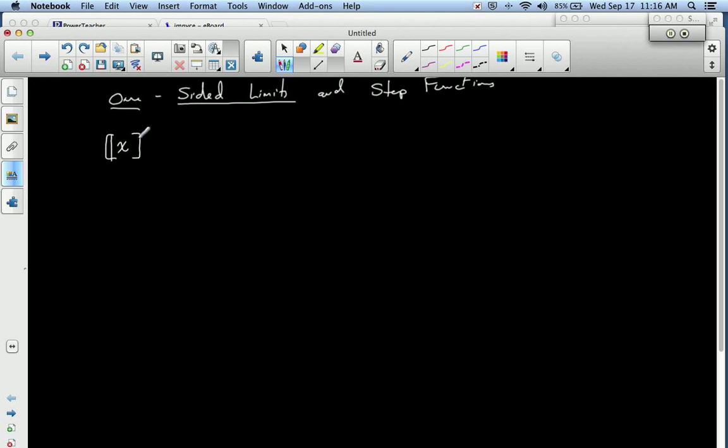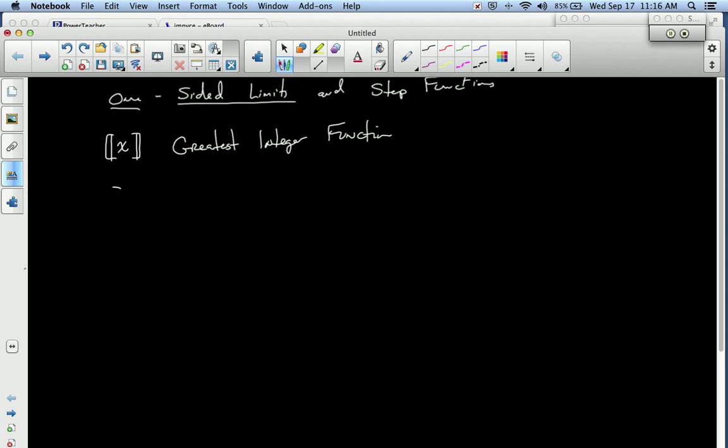And the greatest integer function is kind of like a bracket, but it's kind of like a double bracket. All right, it's got that little funky line in there. That is the greatest integer function, or GIF. Okay, the greatest integer function outputs the greatest integer less than or equal to the value that you put in.